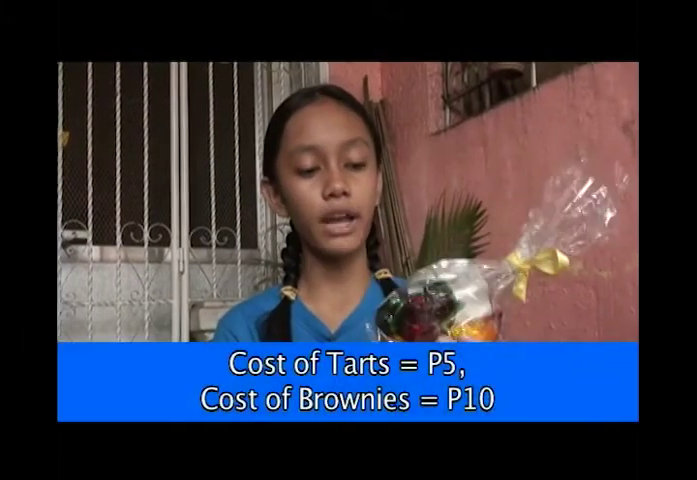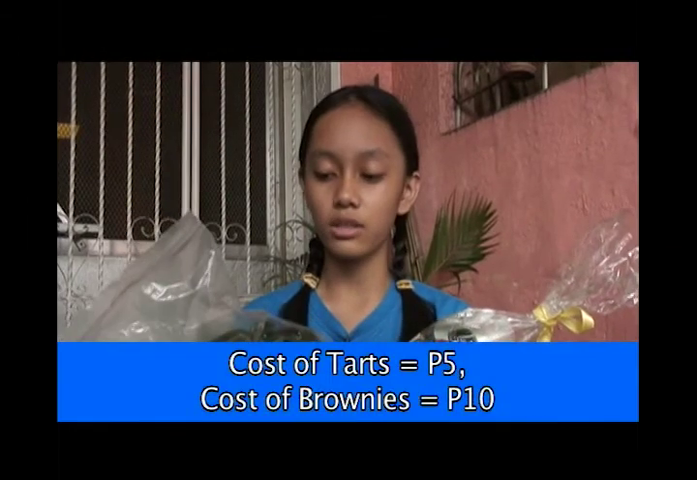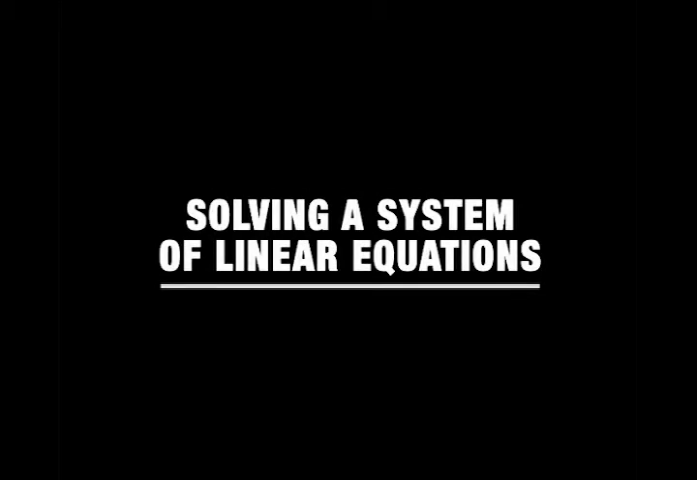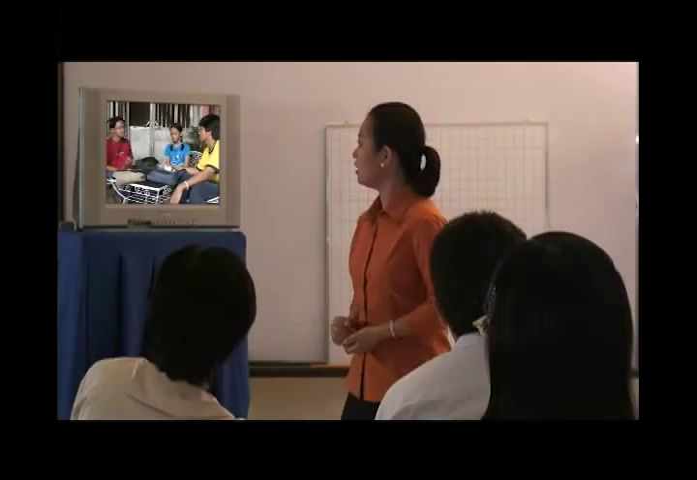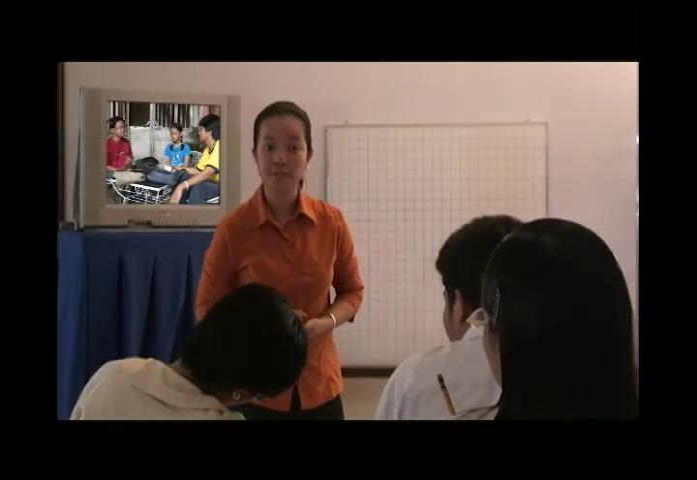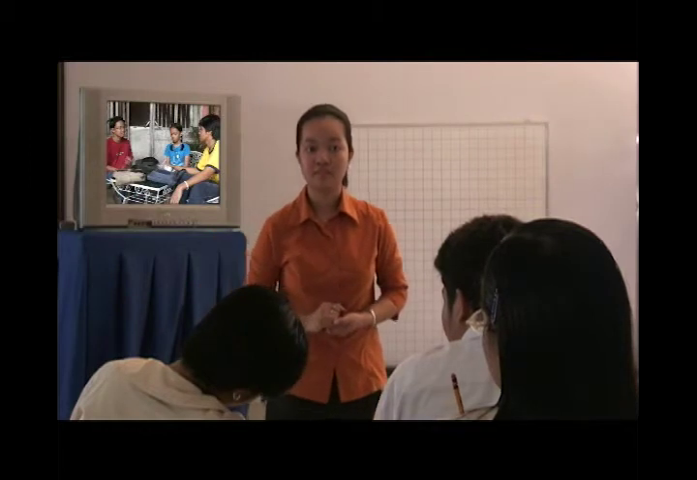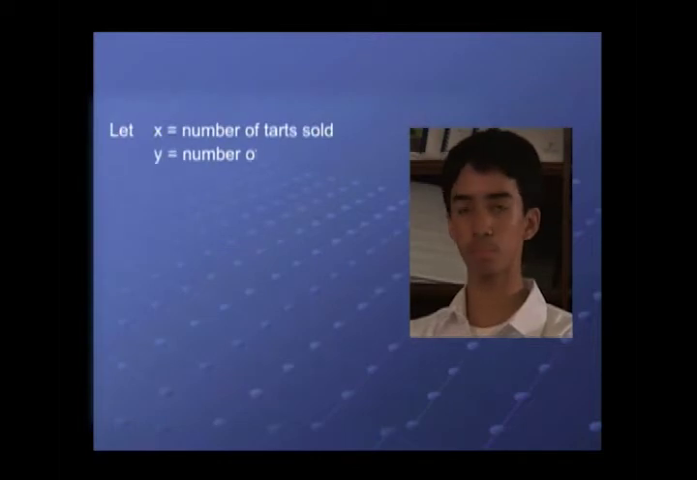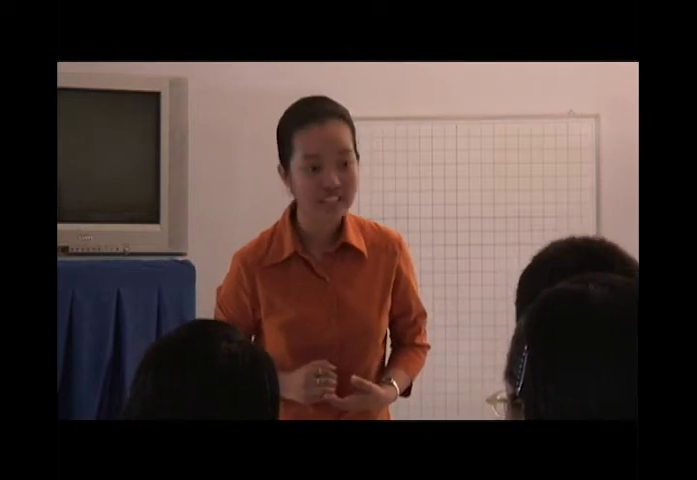If tarts cost 5 pesos and brownies cost 10 pesos, how much of each pastry did we sell? So how much of each type of pastry were they able to sell? That's a tough one. Well, the problem can be simplified if we use mathematical symbols. We could let X be the number of tarts sold and Y be the number of brownies sold. So what equation corresponds to the total number of pastries sold?